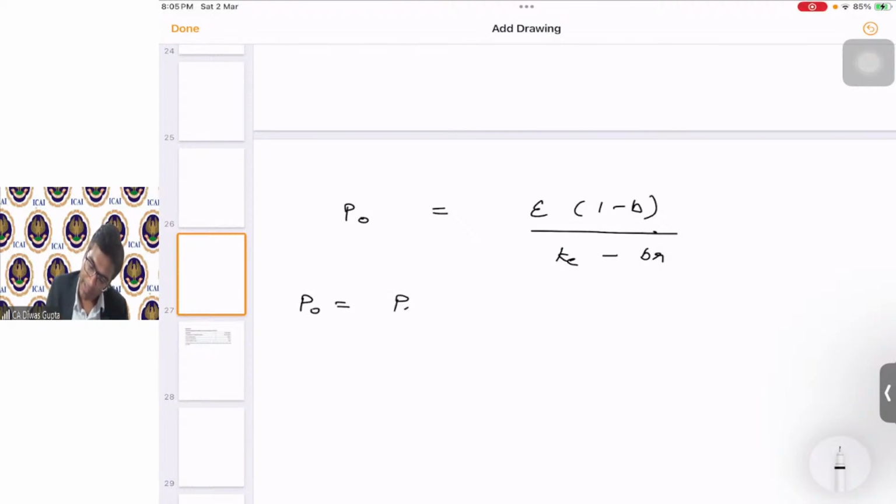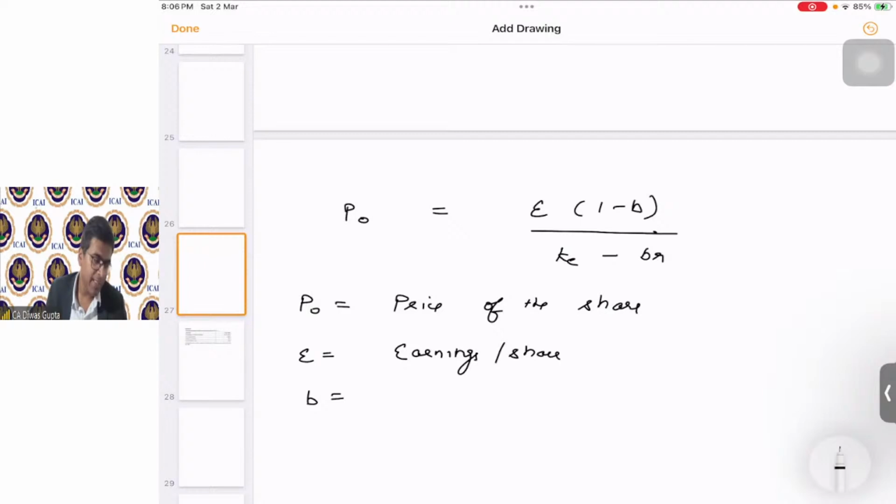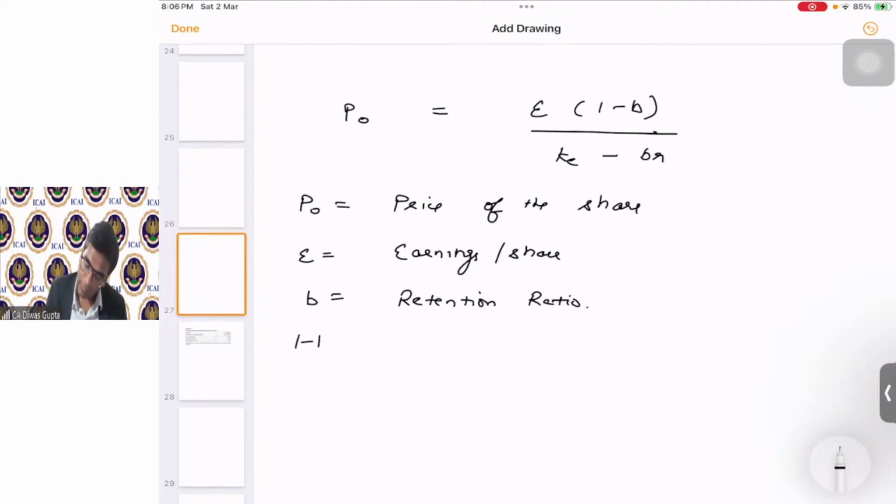So P0 is equal to the price of the share. E is equal to earnings per share. B is equal to retention ratio. One minus B is equal to dividend payout ratio, correct? If B is the amount that is getting retained, 1 minus B is the dividend payout ratio.